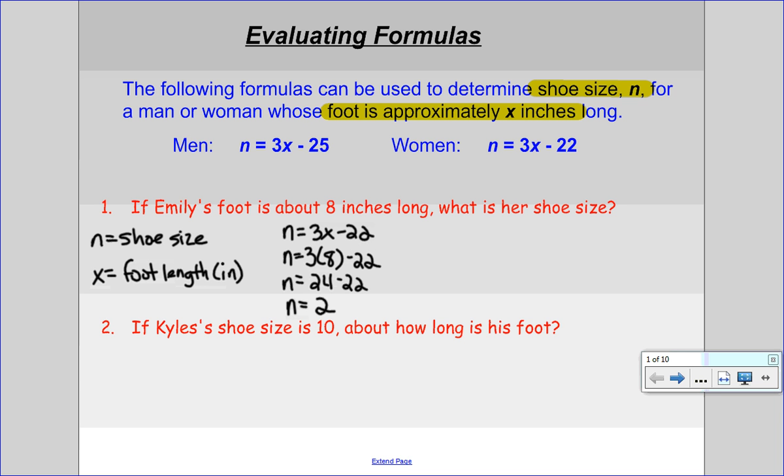N equals 2. Now the final thing I want to make sure I do is clearly state what my solution is and label it. It asks, what is her shoe size? And we say her shoe size is 2.